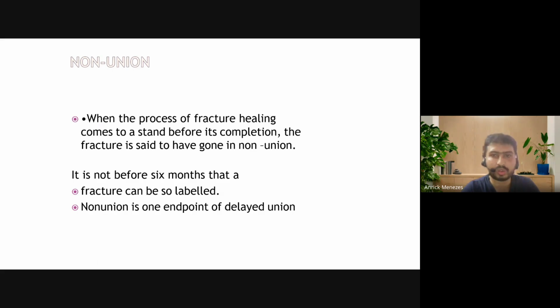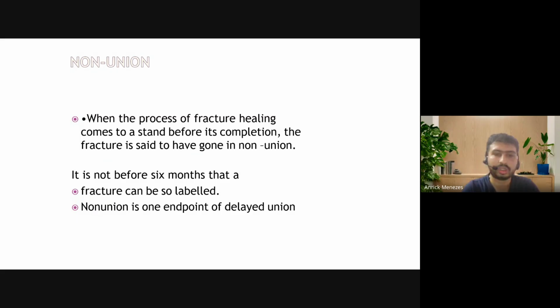When the process of fracture healing comes to a standstill before its completion, this I already told you, the fractures go on to a non-union. So it is not before 6 months that the fracture can be so labeled. Initially, when we are talking only of a few weeks, we call it delayed union. So if for 6 months nothing is happening, then we can label it as non-union.